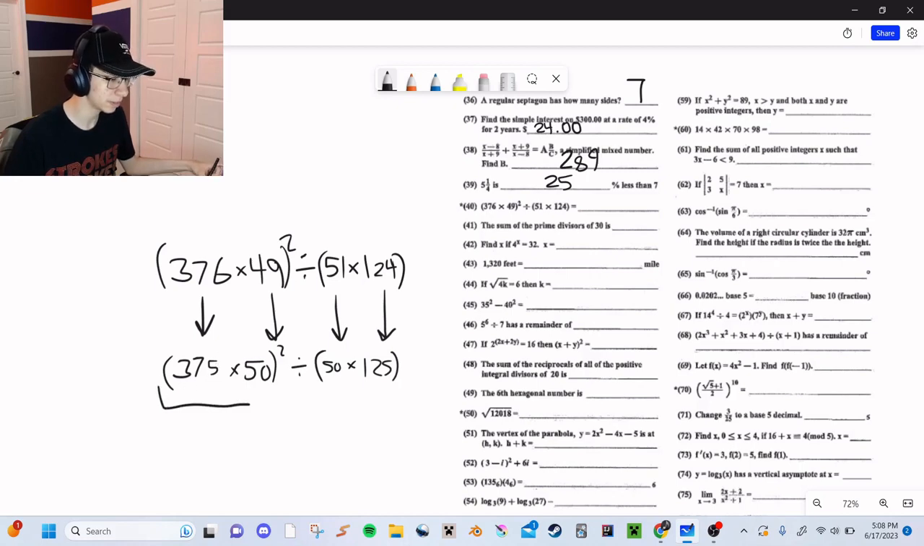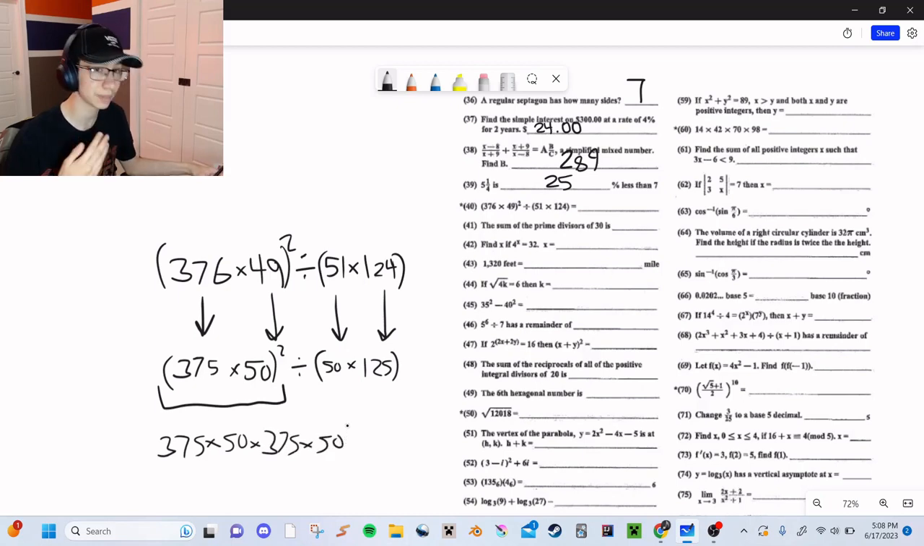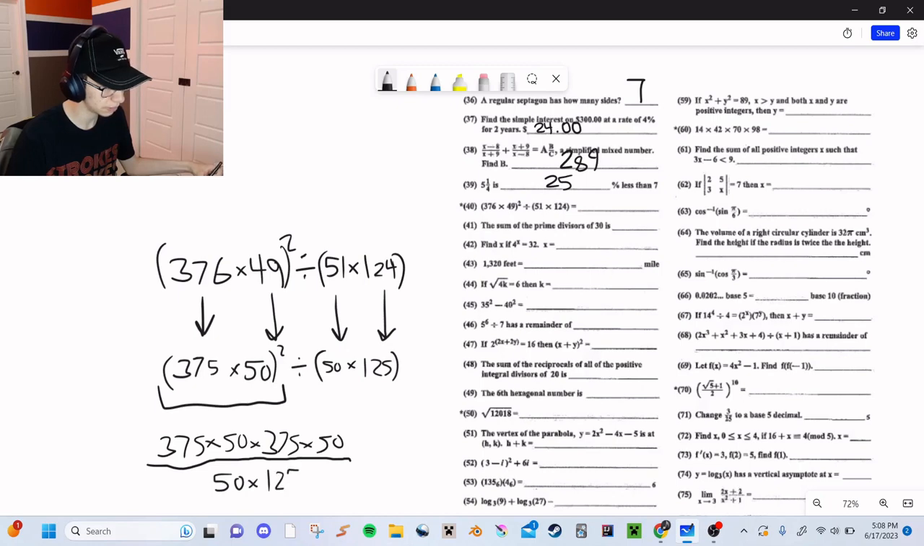So this term right here is the same thing as 375 times 50 times 375 times 50. Because I'm squaring it. I'm multiplying it by itself twice. And I'm dividing this, now symbolized by this fraction bar, I'm dividing this product by 50 times 125. And look what happens. One of these 50s from the denominator cancels out with a 50 from the numerator.